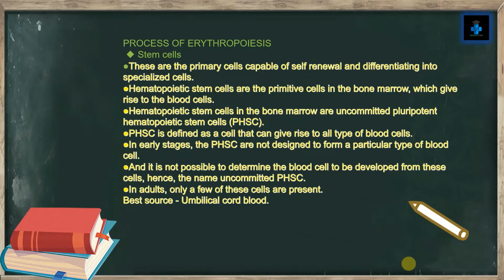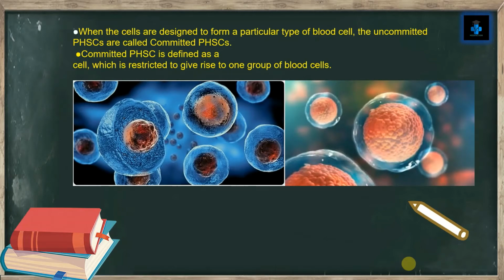In early stages, the PHSC are not designed to form a particular type of blood cell, and it is not possible to determine the blood cell to be developed from these cells. Hence, the name uncommitted PHSC. In adults, only a few of these cells are present. Best source is umbilical cord blood. When the cells are designed to form a particular type of blood cell, the uncommitted PHSCs are called committed PHSCs. Committed PHSC is defined as a cell which is restricted to give rise to one group of blood cells.